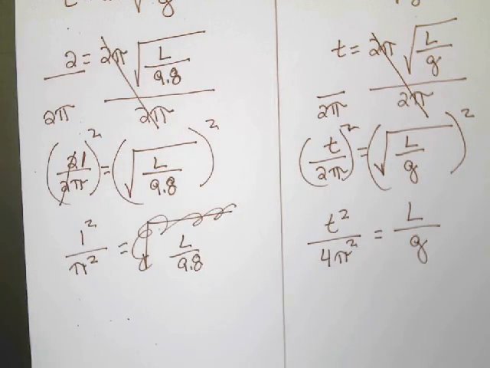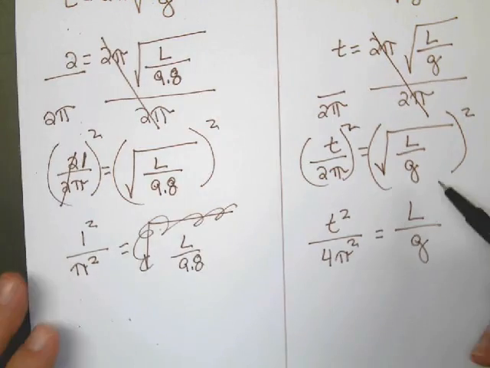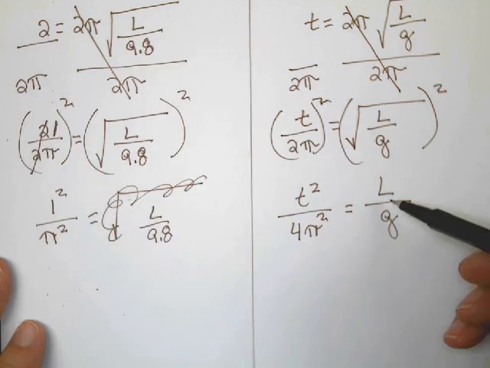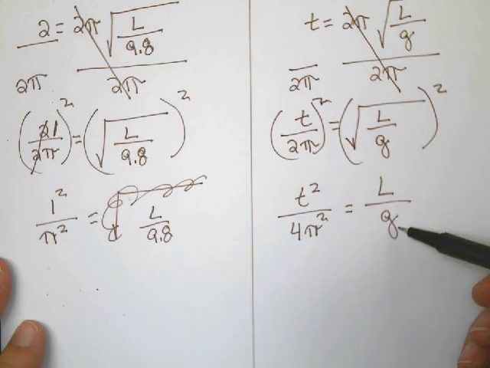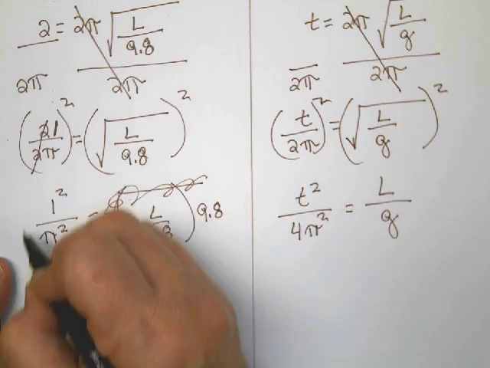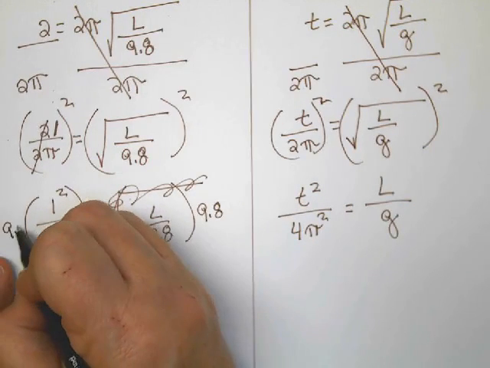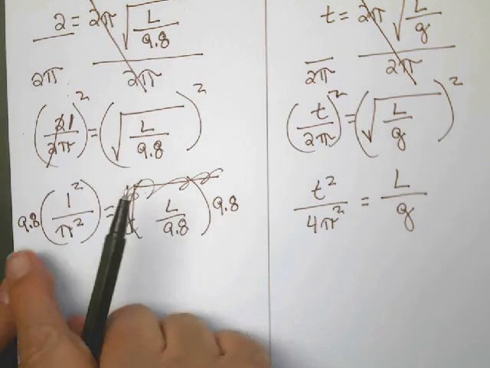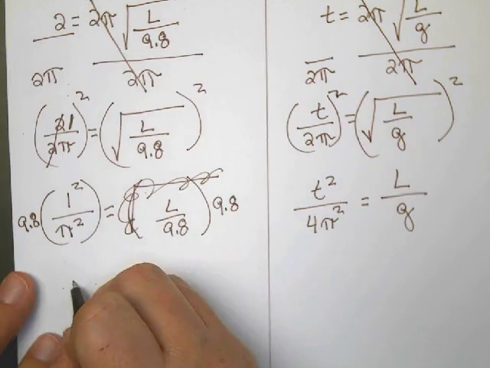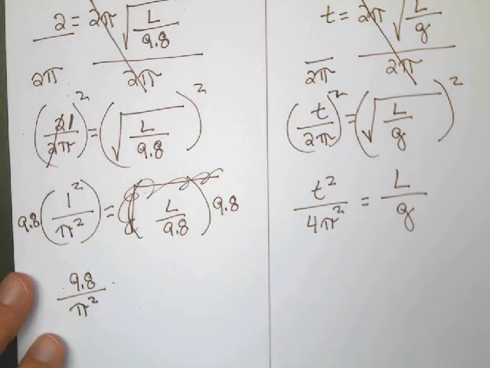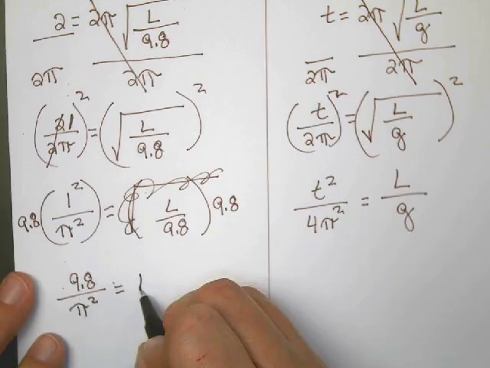So the only thing I lack now, isolating the length of the pendulum, is to get rid of this g in the denominator, which means over here I'm going to multiply this times 9.8. But if I do that there, I have to do it there also. So I have 9.8 times 1. That would just be 9.8 over pi squared equals the length of the string, or the pendulum.